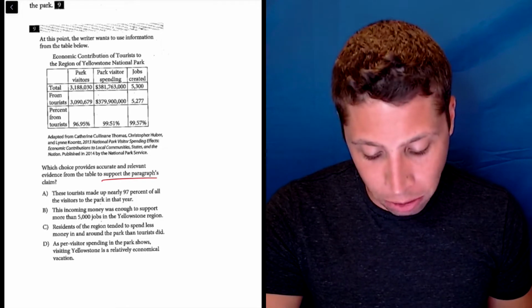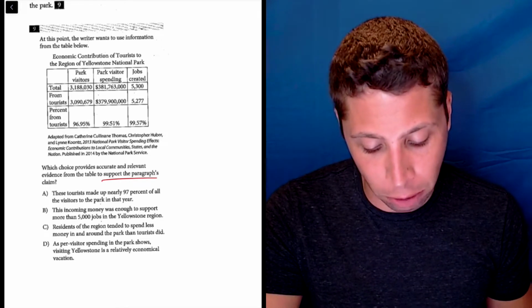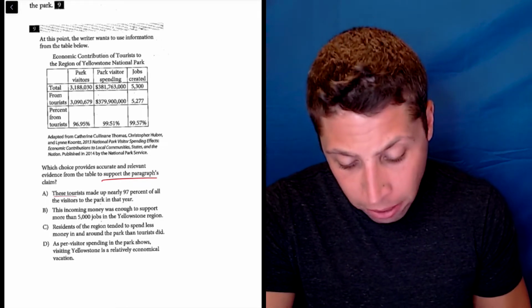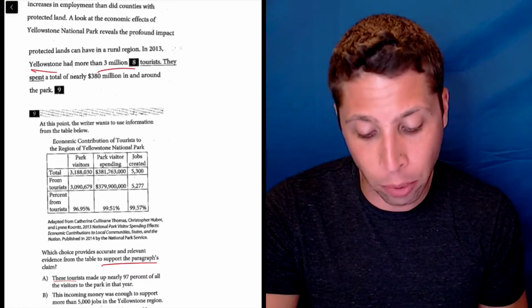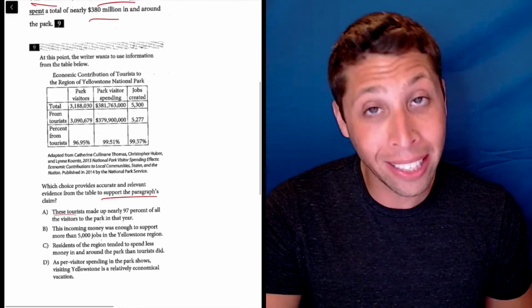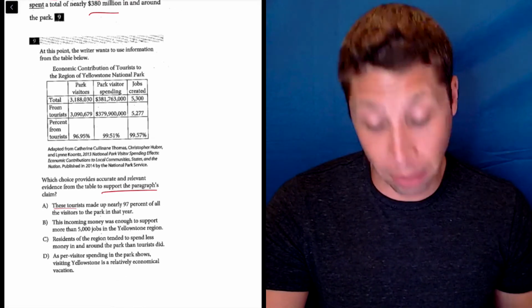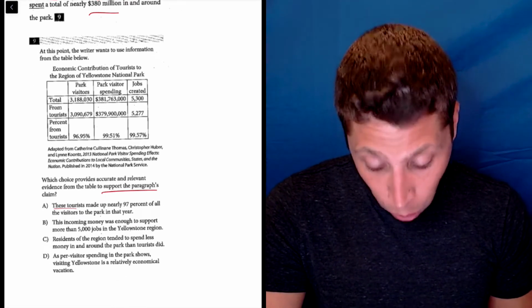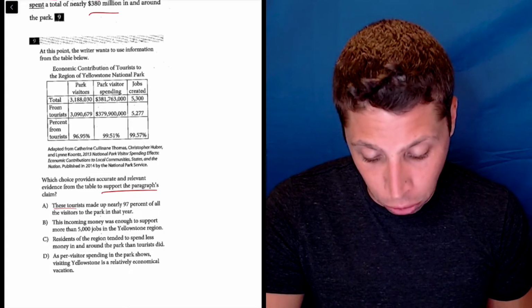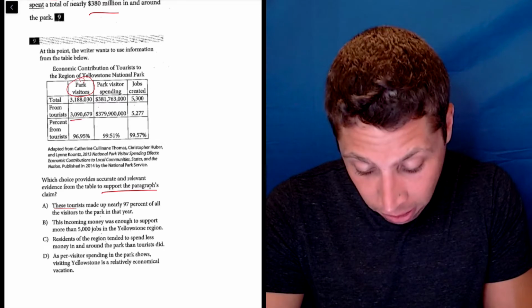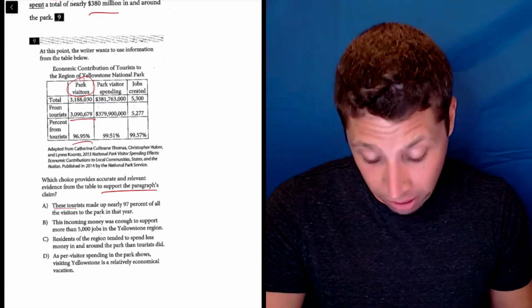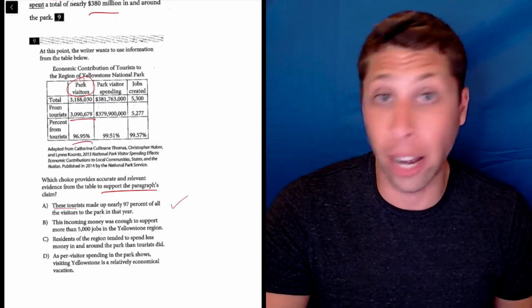Choice A, these tourists made up nearly 90% of all the visitors to the park that year. So what tourists are we talking about? Well, they do say Yellowstone had 3 million tourists. Okay, fine. They spent 380 million in around the park. So I might need to know that we're talking about Yellowstone. The graph is talking about Yellowstone. So did the tourists make up 90% of all visitors to Yellowstone? Well, here's park visitors, and sure enough, tourists are 97%. So it just says that. That is true. So let's just move on. I don't know if it's right yet.